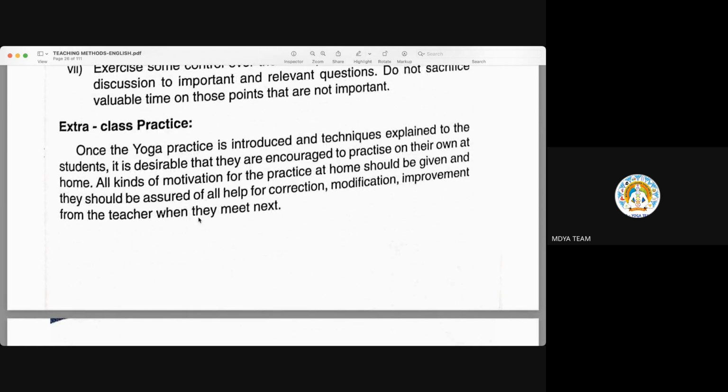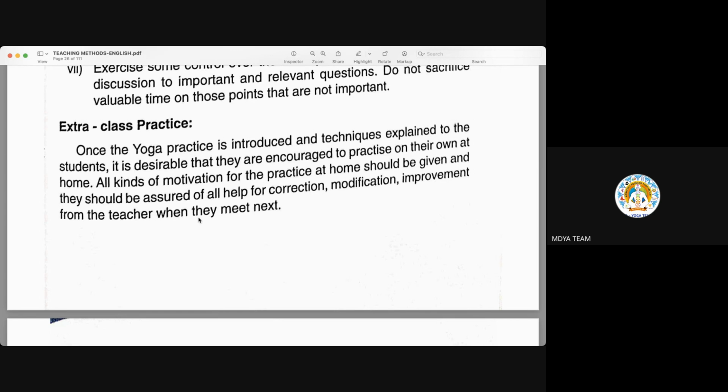Then extra class practice. Now once this practice is introduced, you have explained the techniques and the procedure, all is explained to the students. But it is desirable that they are encouraged to practice on their own at home or in your institute or class, but later. All right, not in that particular class, but if they are free in between, they can practice. Or at home, they can practice.